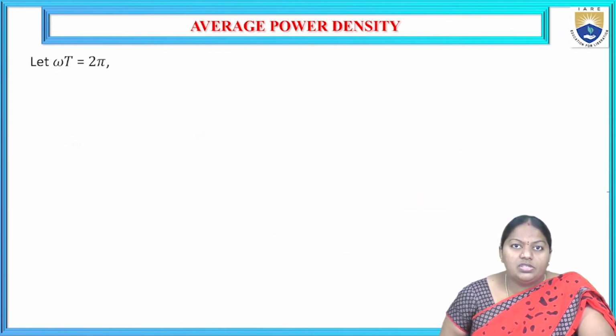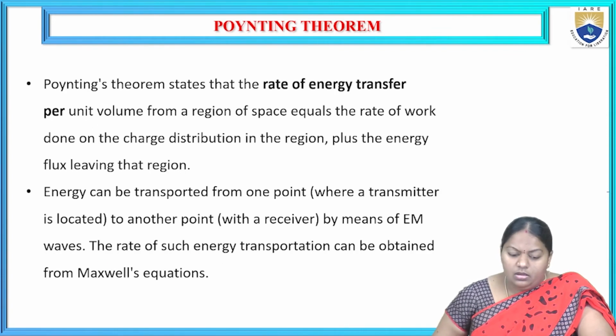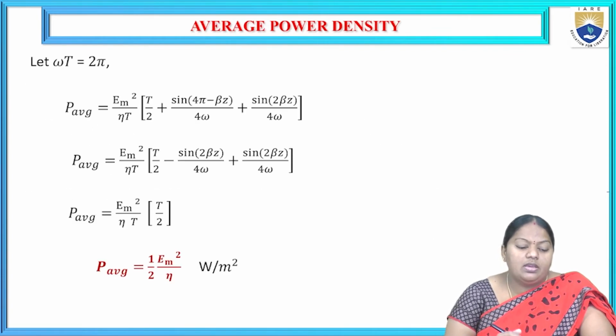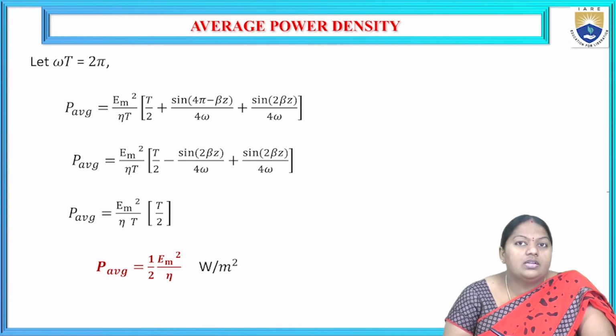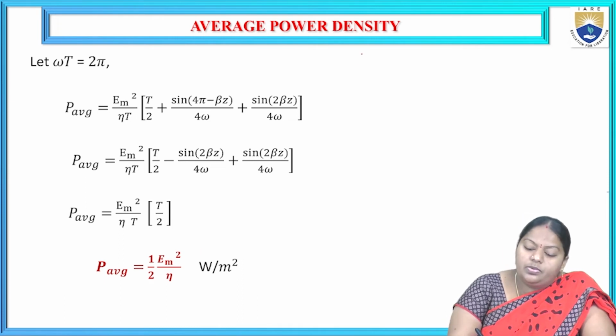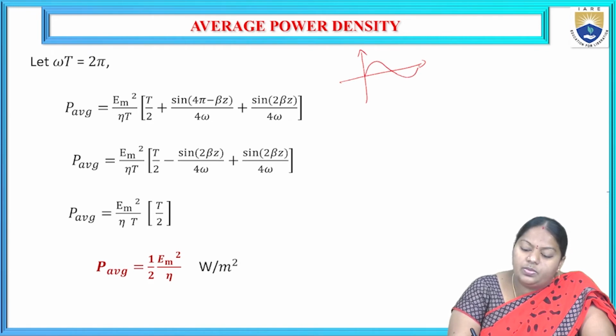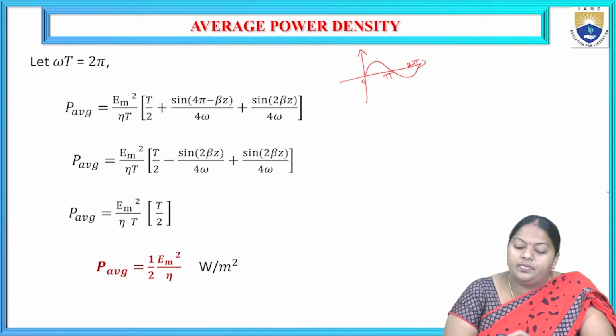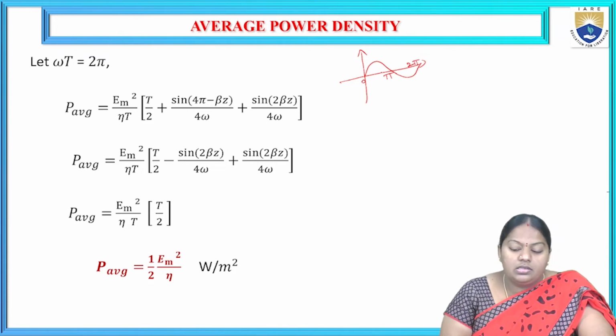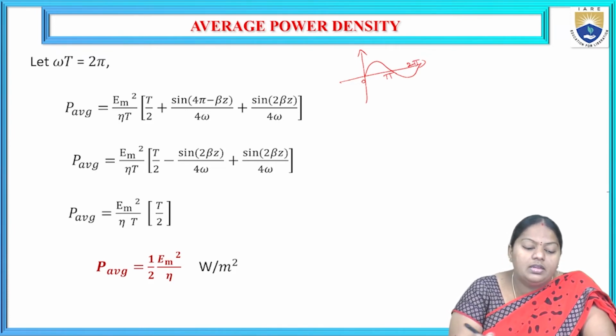Now upon simplification this will be given. Let omega T equal to 2 pi. Suppose you are considering one complete cycle, means the phase must be considered from 0 to 2 pi. Hence omega T is given by 2 pi. Right? So let omega T equal to 2 pi.